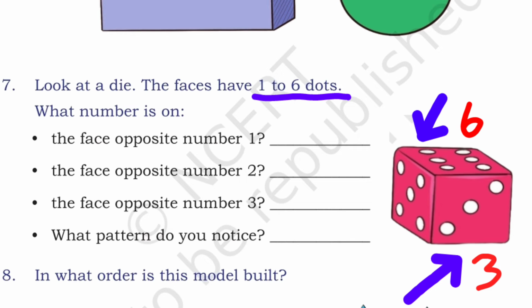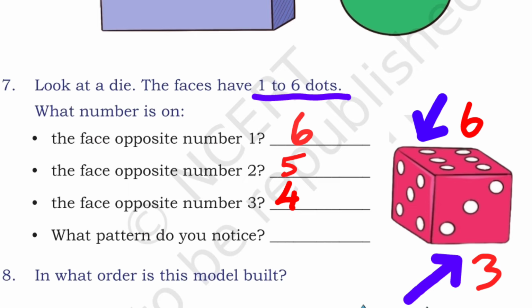So first question, the face opposite number 1. If you have a die at your home, children, please take a die for this question. Check what is the opposite number found in the die for number 1. It will be obviously number 6. The face opposite to number 2 is number 5. The face opposite to number 3 is number 4.